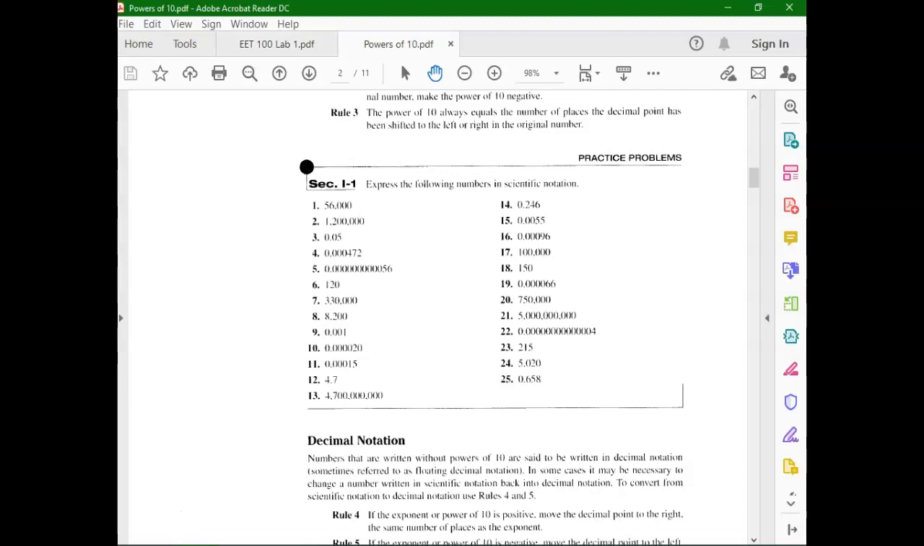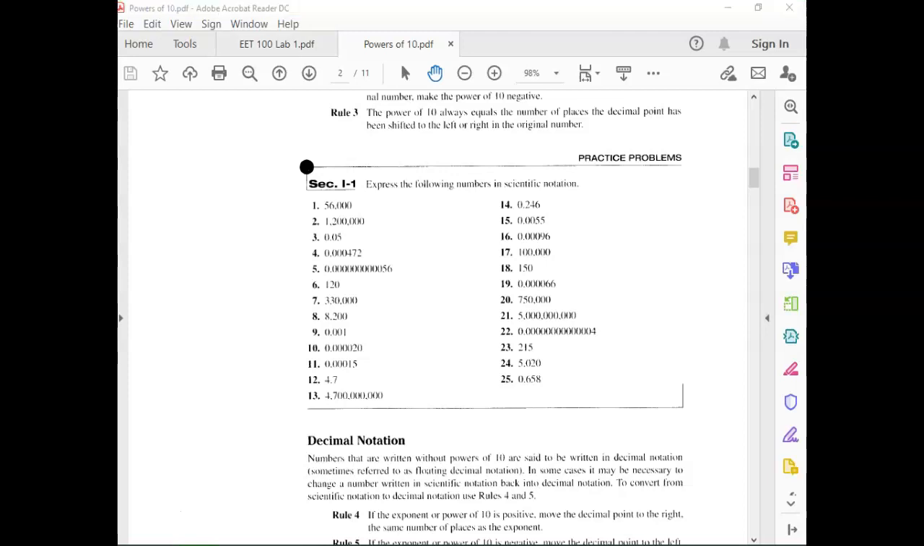This is out on Blackboard. If you look under content, you look under chapter 4 or module 4, whatever you want to call it, you should see where these worksheets are posted out there. This is Powers of 10 PDF. It has all this great practice for y'all.